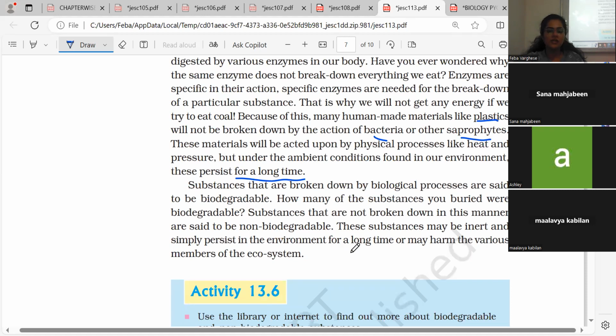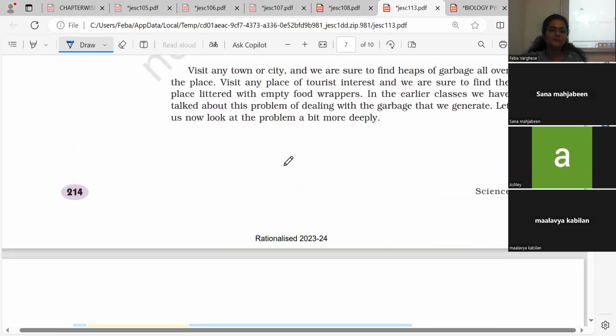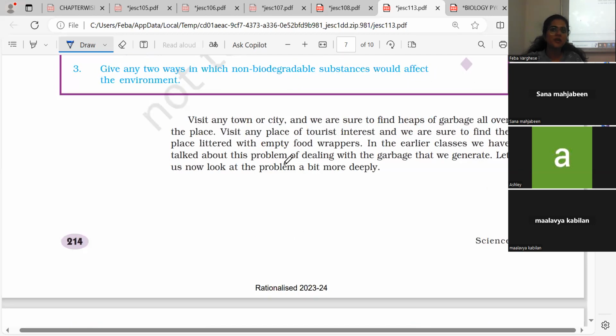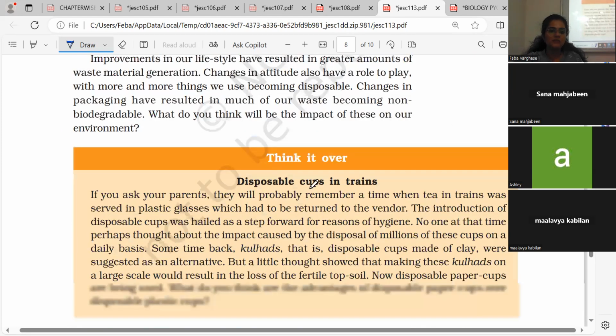Okay, they are non-biodegradable and they are inert substances. They simply persist in the environment for a long period of time and in various members of the ecosystem. Okay. And you know what biodegradable and non-biodegradable waste materials are, how they are separated, segregated, all of those kinds of things. And about the coolhuts.